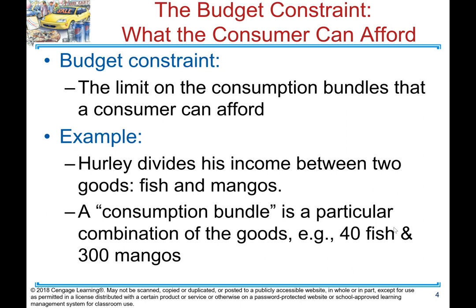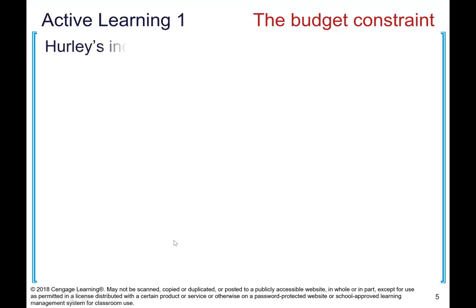Let's start by studying the budget constraint: what the consumer can afford. Budget constraint is the limit on the consumption bundles that a consumer can afford. For example, Harley divides his income between two goods, fish and mangoes. A consumption bundle is a particular combination of the goods, for example, 40 fish and 300 mangoes.